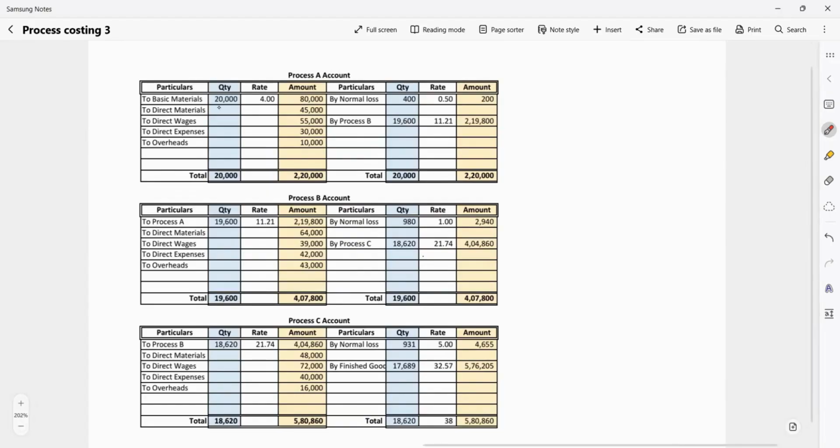In process A, material input is 20,000 units and cost is rupees 4. So now the total amount is 80,000. Expenses related to process A are material, then wages, direct expenses, and overheads. Normal loss given for process A is, sorry, 2%. 2% of 20,000 comes to 400 units. So this 400 is shown here as normal loss, and scrap value is 50 paise per unit. So this amount comes to 200.